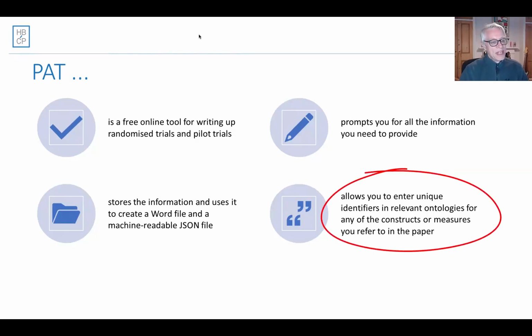Pat has a facility to ontologize your paper. What this means is that whenever you're referring to a construct or measure, you can link this in Pat with the unique ID for that item, which is stored on the web, in the ontology that holds that ID, so that users of your research know exactly what it is you're referring to. Don't worry if that doesn't mean anything to you. I'll be doing a separate video on the use of ontologies in writing papers later.